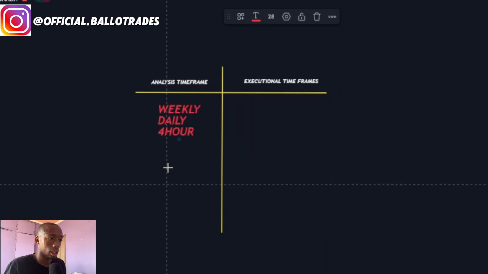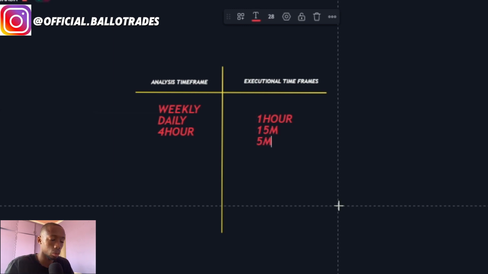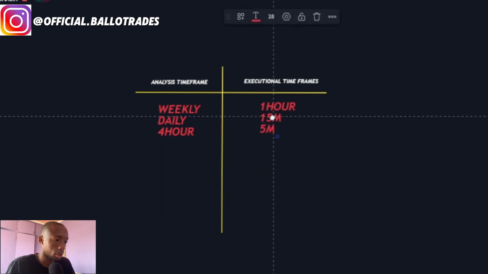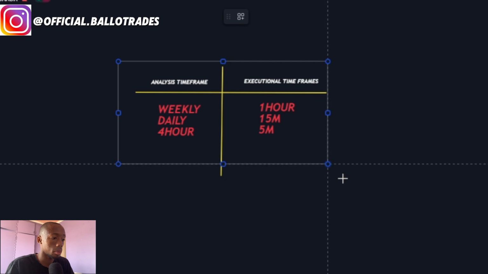Then on the right side are our executional time frames, which are the time frames in which, if you see a position, we could execute on. This includes the 1 hour, the 15-minute, and the 5-minute. We don't go any further than the 5-minute. These are the only time frames we use in the Falcon system.